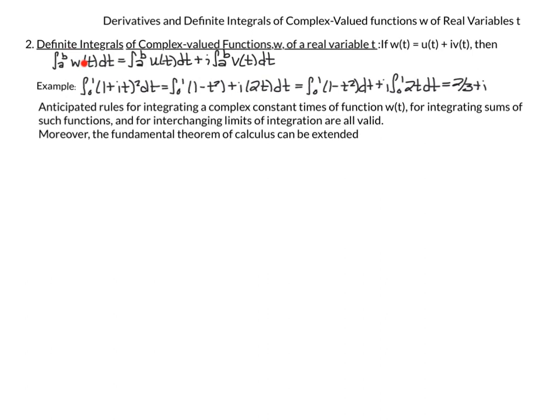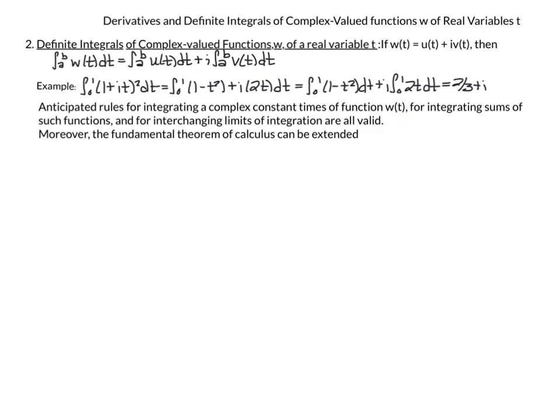So this is quite nice, because when you have real variable t, what that does is allow us to break this function into integrals of two real valued functions, which we know how to do. Also, the anticipated rules for integrating a complex constant times a function, we'll do an example of this, are what you would expect. Rules for integrating sums of such functions and interchanging limits of integration are all valid.